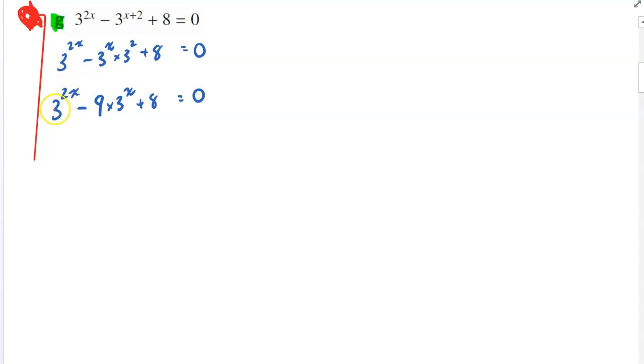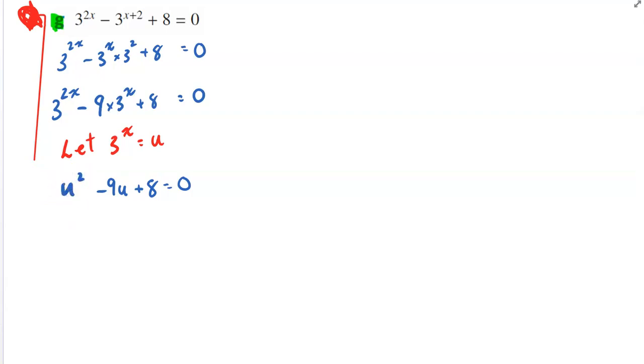This is 3 to the 2x, and this is 3 to the x. Now, if I let 3 to the x equal u, let's do the obvious bits first. So plus 8 will stay the same. That 3 to the x is going to become u, so that's minus 9u. And then think about what happens to this. 3 to the x is u, so that's going to be u squared. We don't really need those brackets that I put in there. Let's get rid of them. It's going to be u squared.